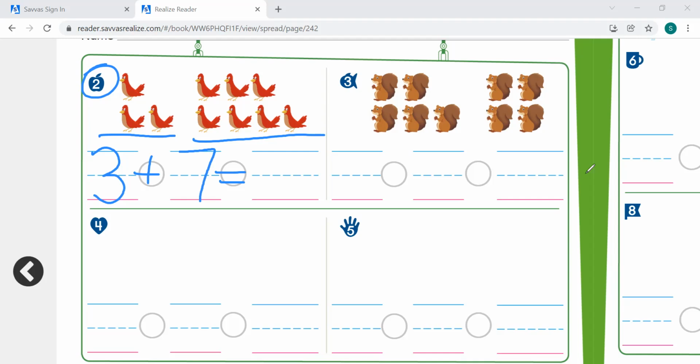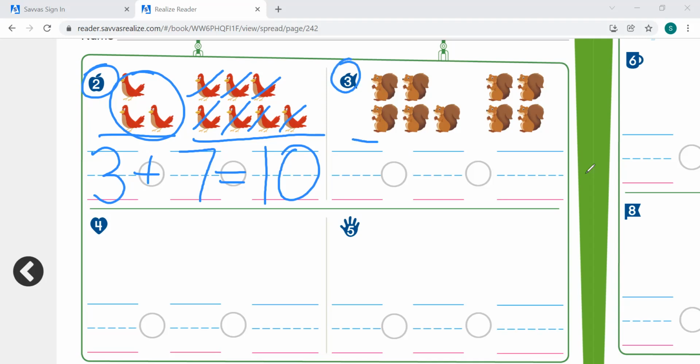So we are going to determine what 3 plus 7 equals. We can start counting. We have 3, 4, 5, 6, 7, 8, 9, 10. There are 10 birds in all. So 3 plus 7 equals 10. All right, let's go on to our next problem, number 3.